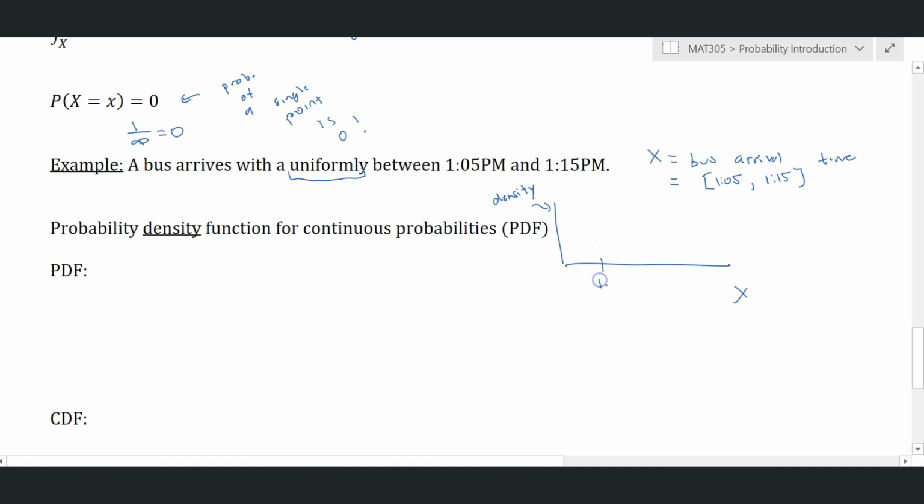Let's go ahead and take a look at what I'm trying to say here. 1:05 all the way up to 1:15. Now it's going to be a uniform probability, meaning that the probability won't change. That's what we mean by uniformly between.